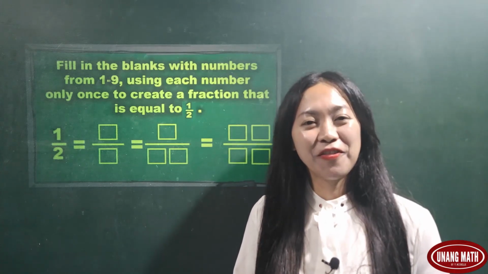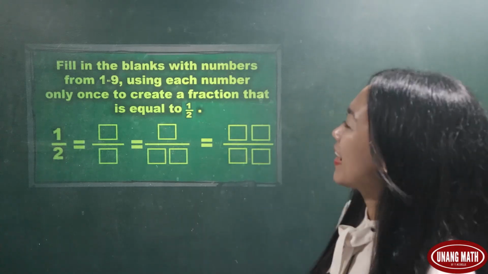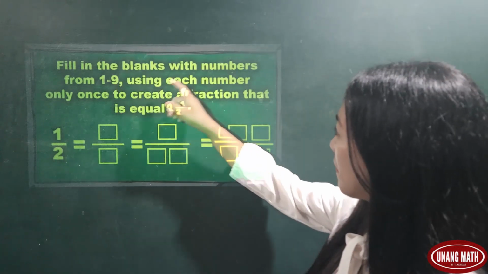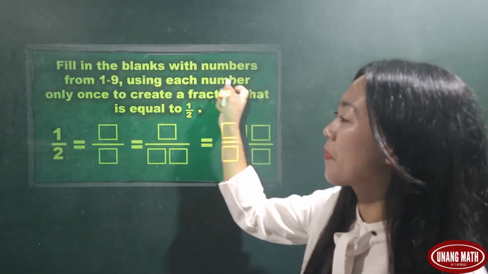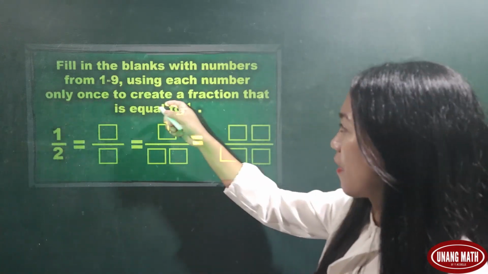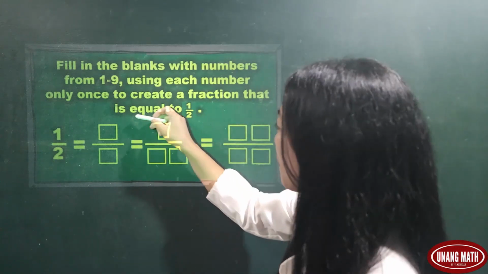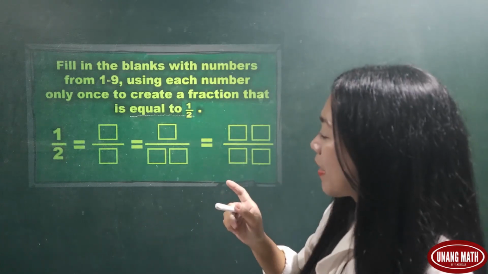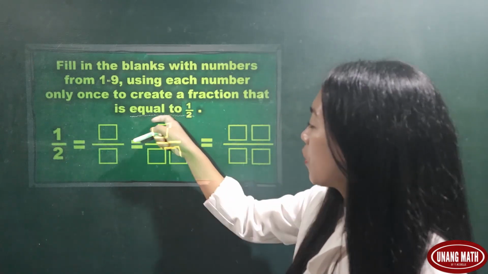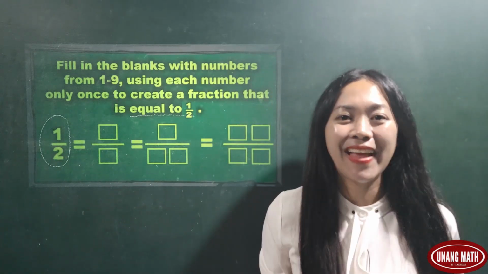This is another advanced math problem involving fractions. Okay, basahin natin ang problem. Fill in the blanks with numbers from 1 to 9, using each number only once to create a fraction that is equal to 1/2. Okay, take note, equal to 1/2. Ibig sabihin, hahanapin natin ang mga equivalent fractions ng fraction na 1/2.